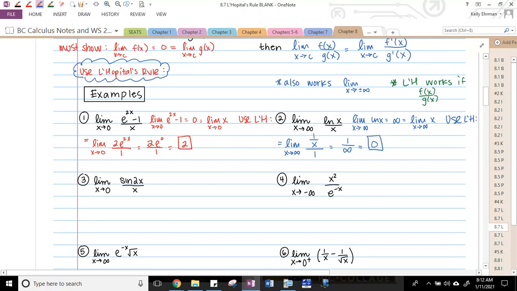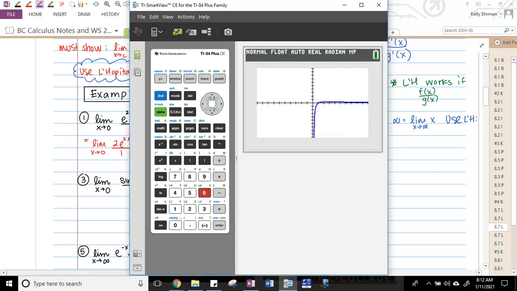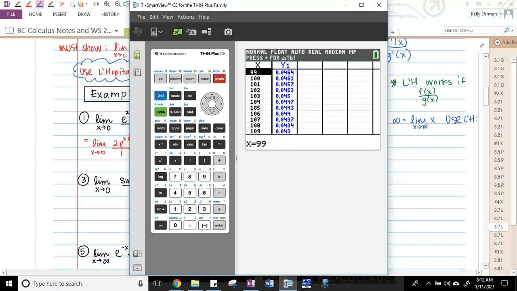Again, you can check all of your answers. I don't want to make my video too long, but I'll do this for one of them. I can plug in ln x divided by x, and take a look at this graph. I can kind of see here, or maybe in the table better yet. Oh, so in the table I'm out at 99 for some reason. You can see we're getting closer and closer to 0 without actually hitting it.